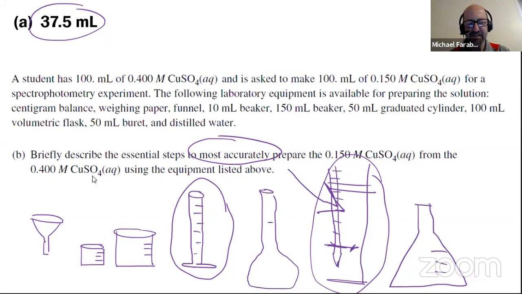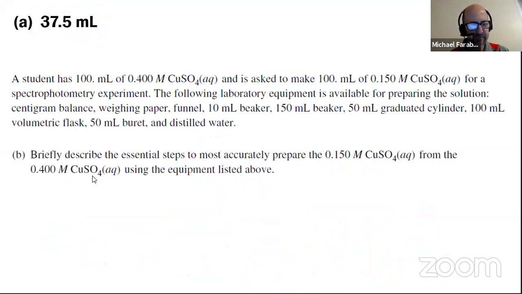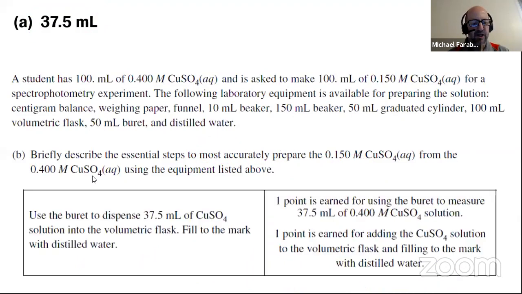We're going to take our 37.5 milliliters. Let's measure it with the burette, transfer it to the volumetric flask, and then we can add distilled water until the final volume is equal to 100 milliliters. So let me go ahead and erase my lovely drawings. Use the burette to dispense 37.5 milliliters of copper sulfate solution into the volumetric flask. Fill to the mark with distilled water.